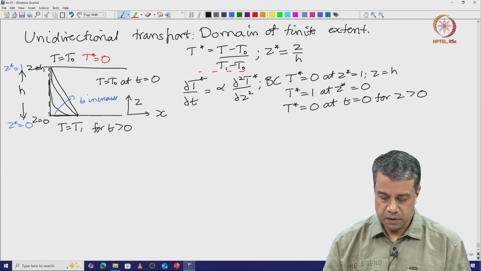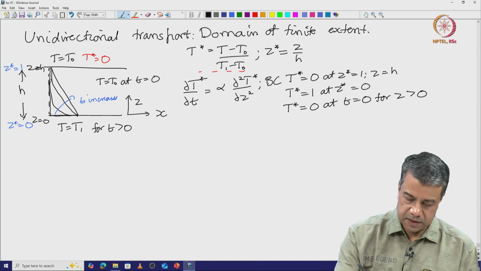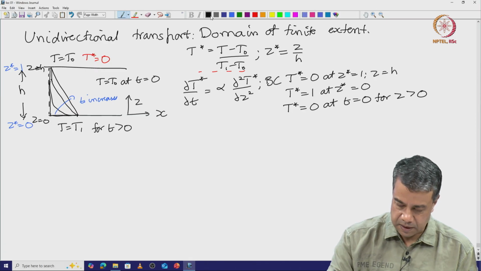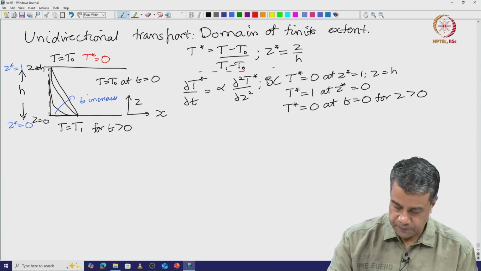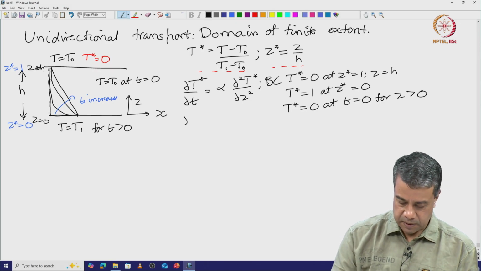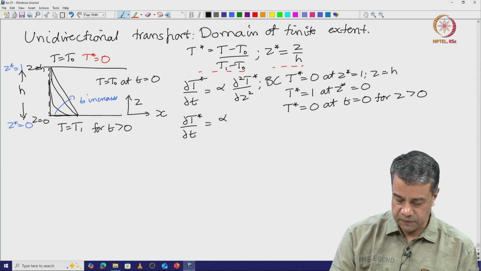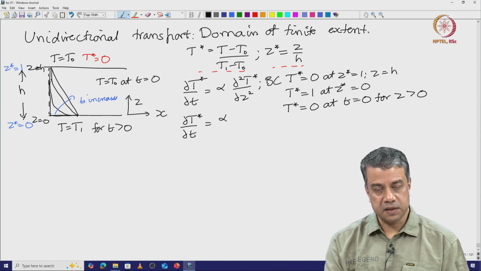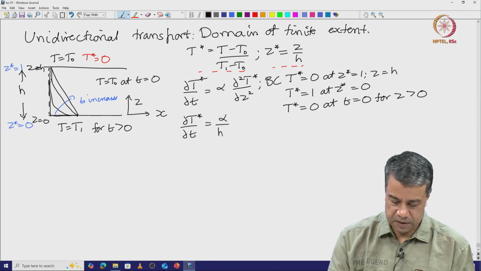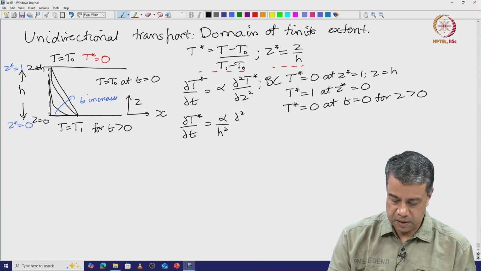Okay. So, we scaled z star as z by h. I can substitute that into the equation. Partial T star by partial t is equal to alpha, and since z star is z by h, z is equal to h times z star. So, this will be alpha by h square, partial square T star by partial z star square.